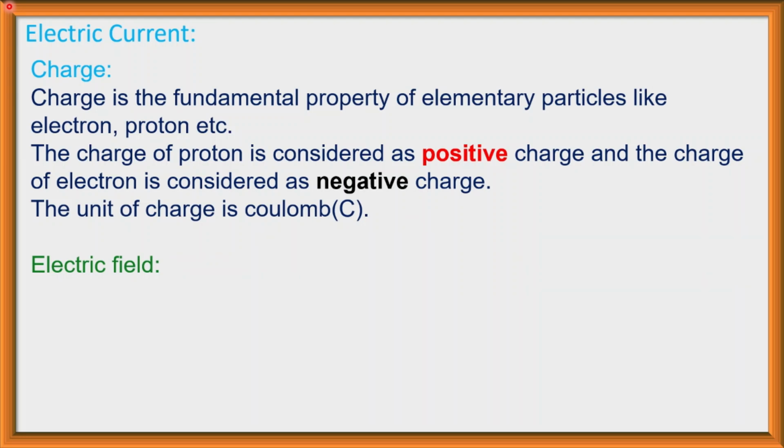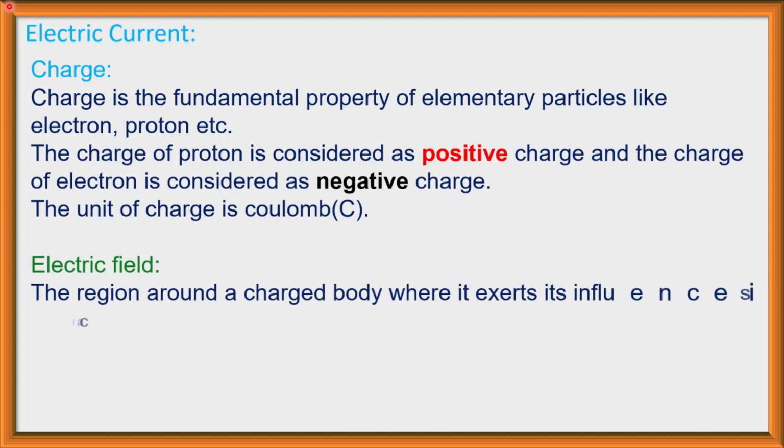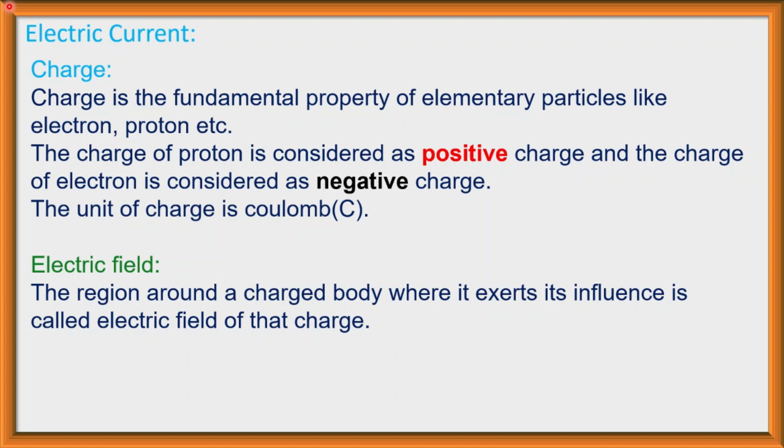Now we will learn electric field. The region around a charged body where it exerts its influence is called electric field of that charge. That means electric field is a certain region around a charged body or charged particle in which its influence is present. That is, this is the region around a charged body, and this region is electric field.